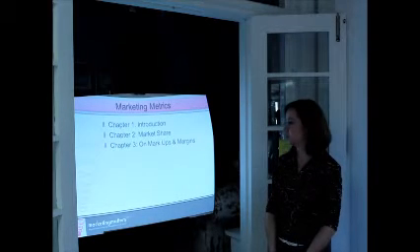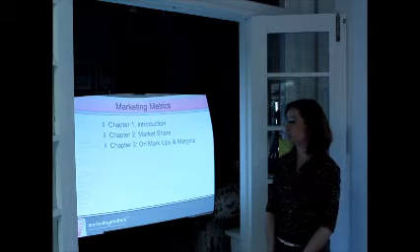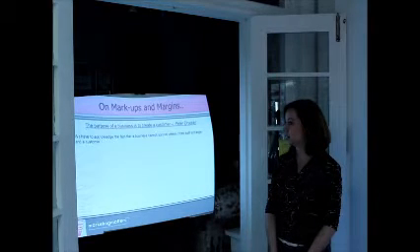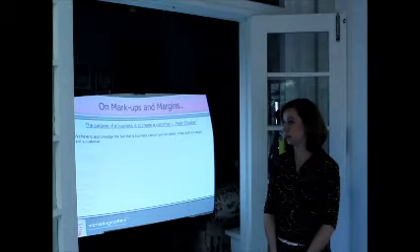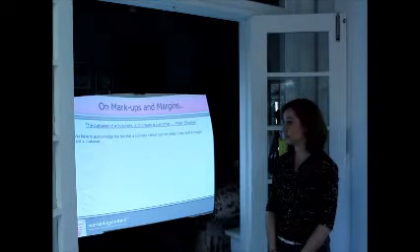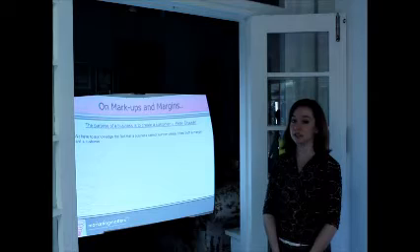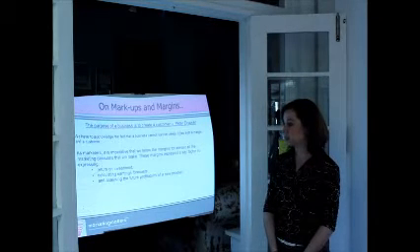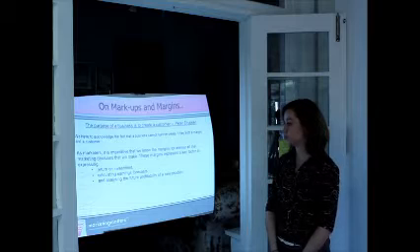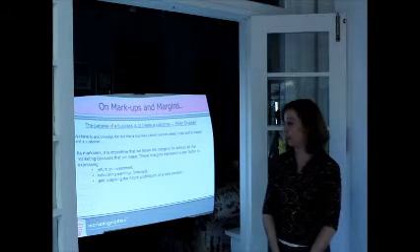Marketing Metrics book. This chapter deals with markups and margins. The purpose of any business is to create a customer, according to Peter Drucker. We have to acknowledge the fact that a business cannot survive unless it has both a margin and a customer. As marketers, it is imperative that we know the margins for all the marketing decisions that we make.